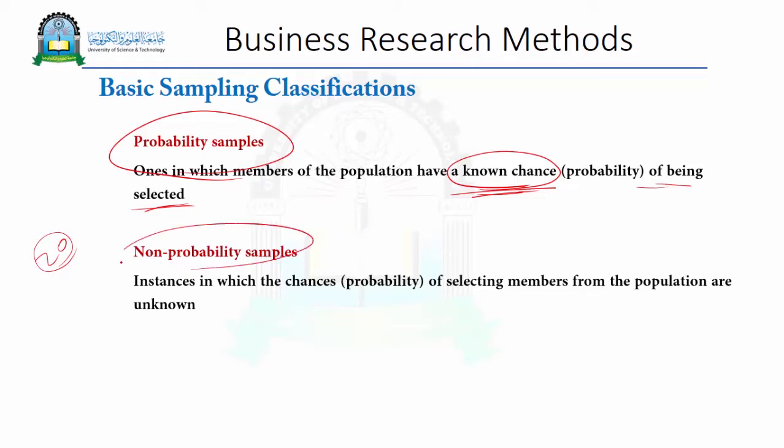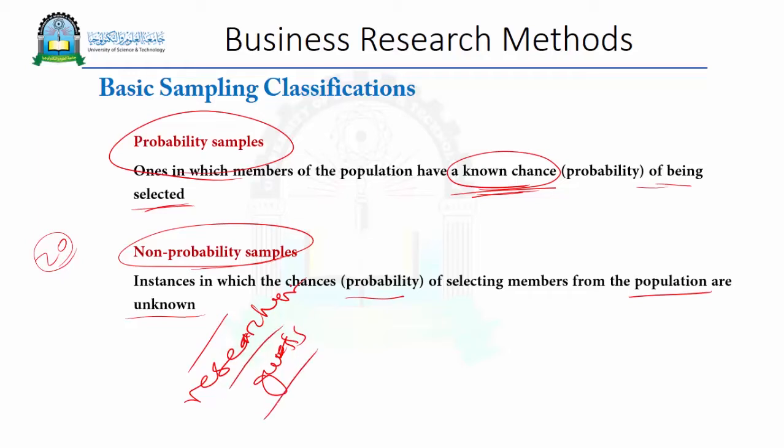But when I go to non-probability sampling, you can find instances in which the chance, which is the probability of selecting members from the population, is unknown. So it might depend on the researcher, let's say a guess, or any criteria that can be chosen by the researcher.